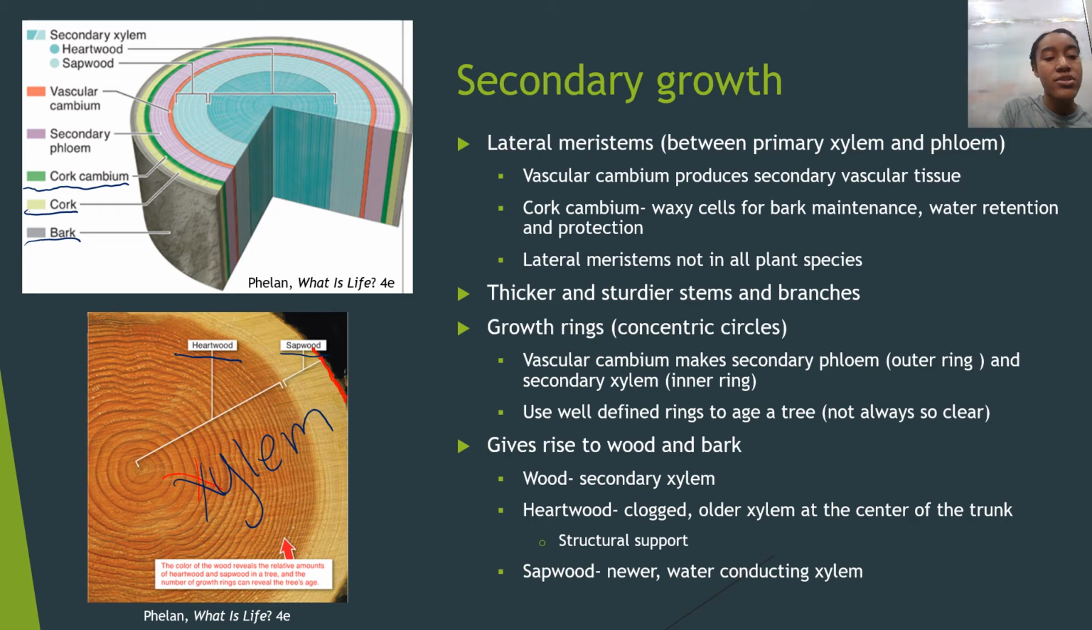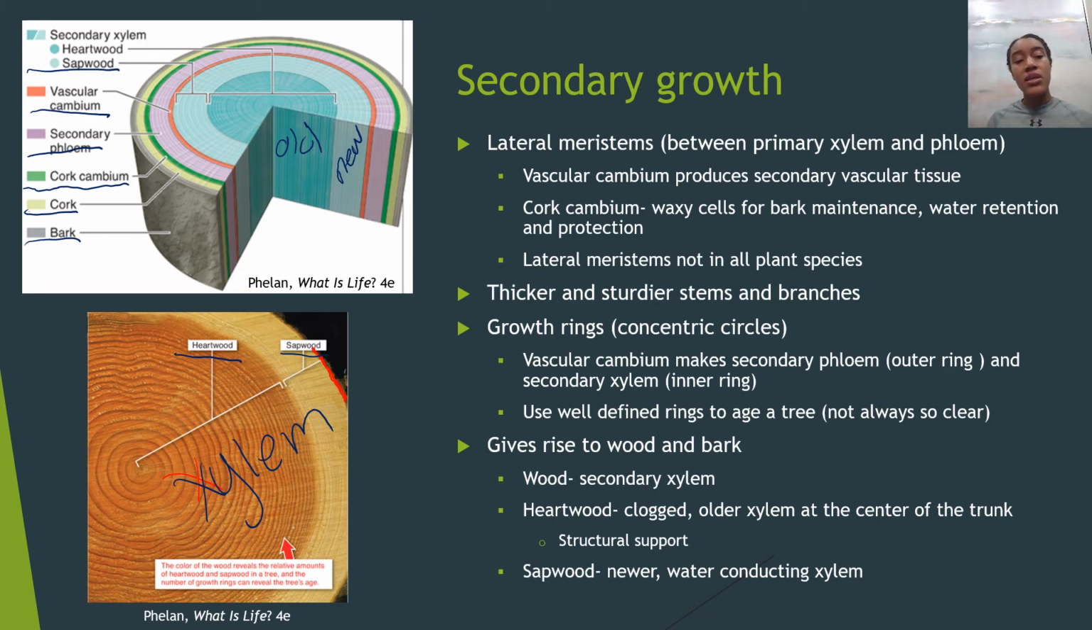Beneath that, we have our secondary phloem and then our vascular cambium that generates the secondary phloem, and then our secondary xylem that has our heartwood, our older xylem, and then our sapwood, our newer xylem. So just being familiar kind of where these structures are is important.